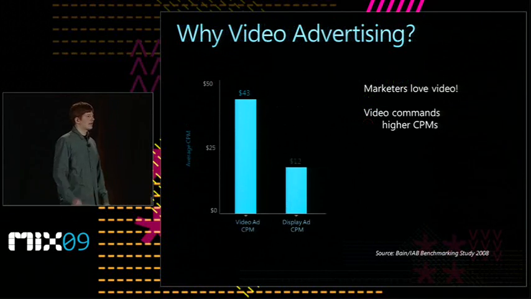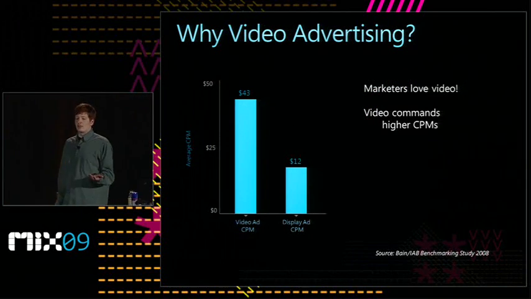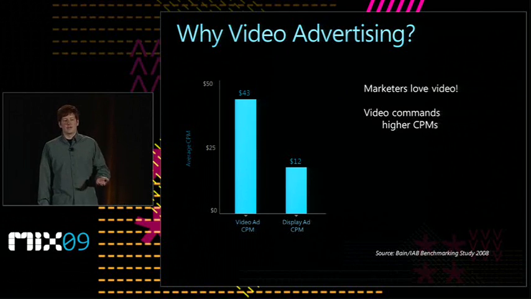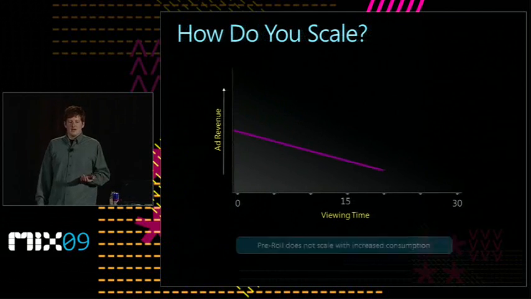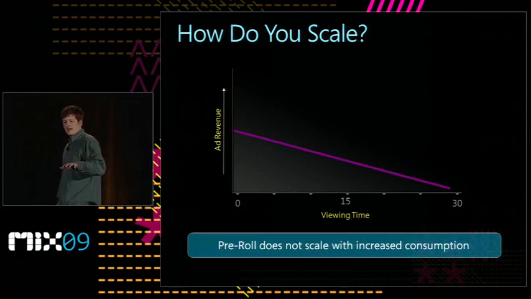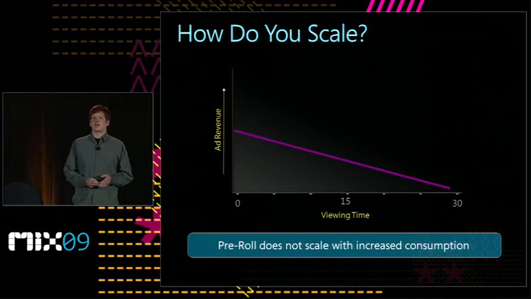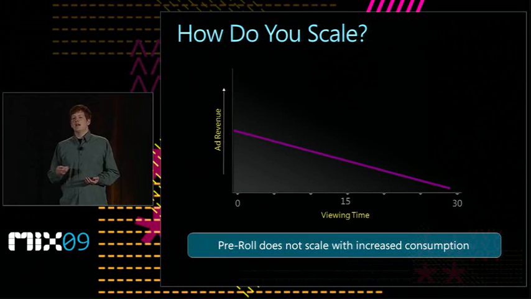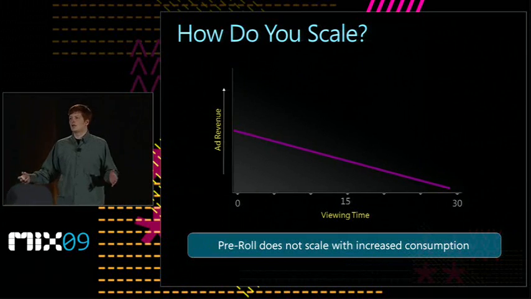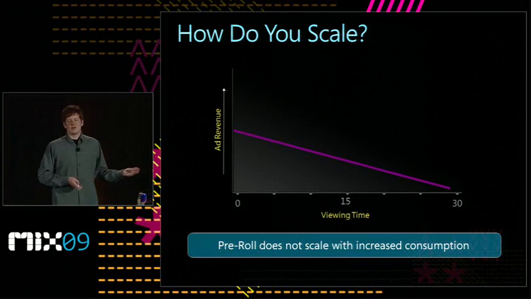So why video advertising? Marketers love video. Video gives higher CPM, so you make more money off of a video ad, both for an impression and for a click, as compared to something like a static banner ad. And then for scaling, a pre-roll ad, which is the most common, does not scale with increased consumption. So the longer your content is, the less impact and the less money you can make off of pre-roll ads. So it's important to look at adopting the whole range of in-stream advertising so that you can continue to insert mid-rolls, companions, and try to take advantage of the entire viewing time.